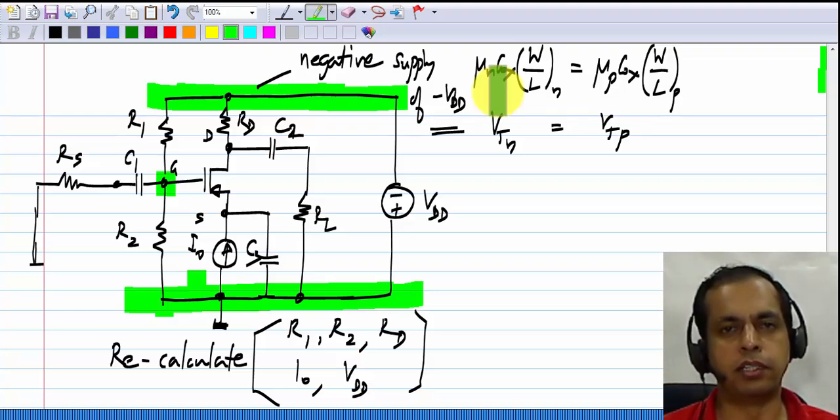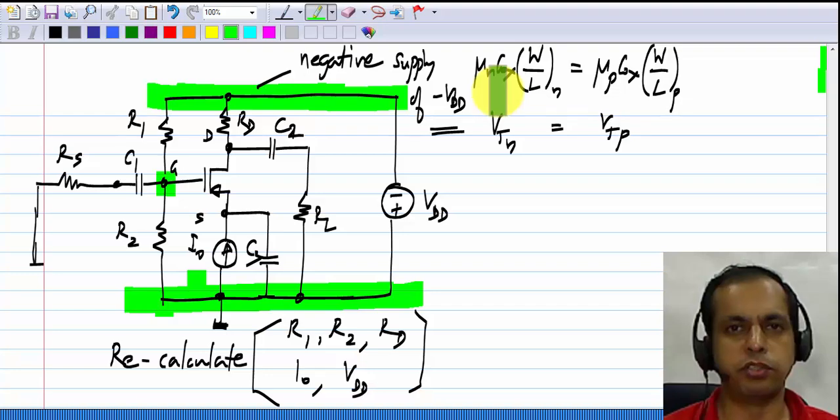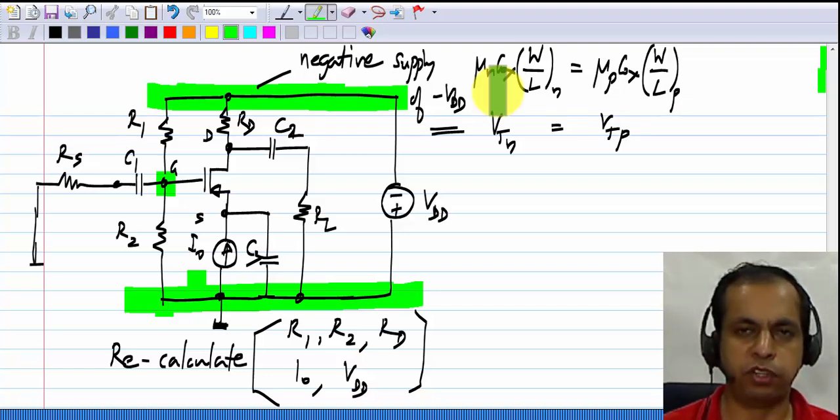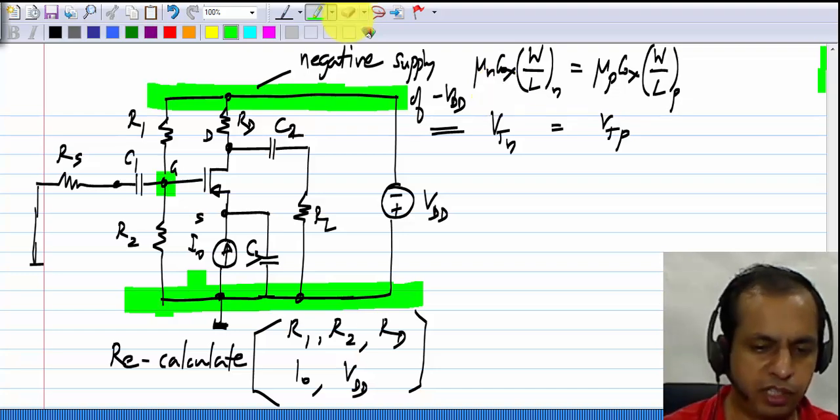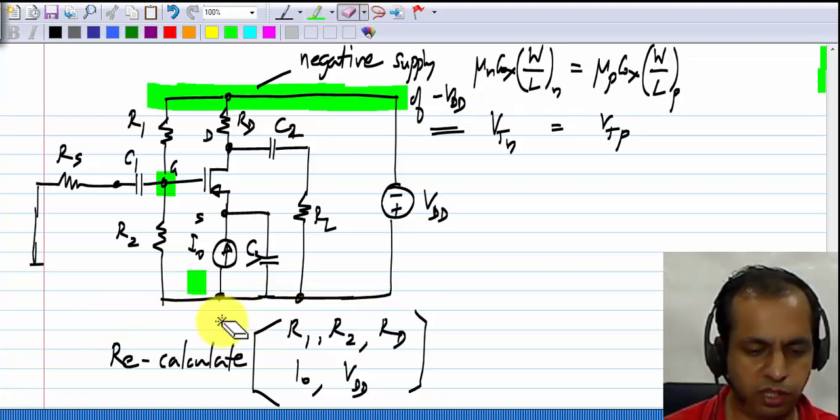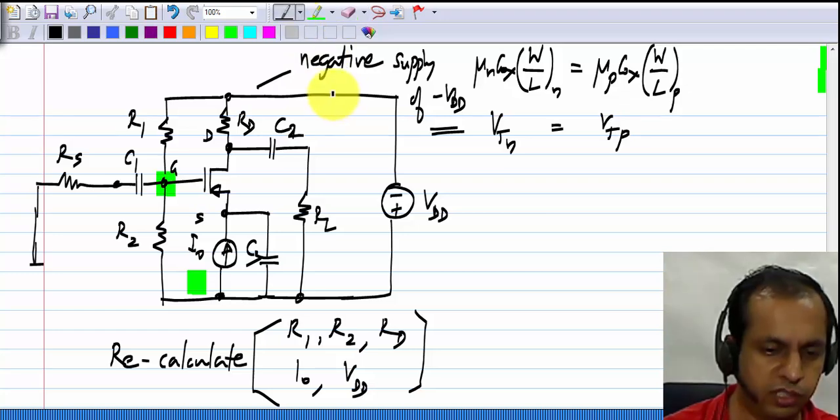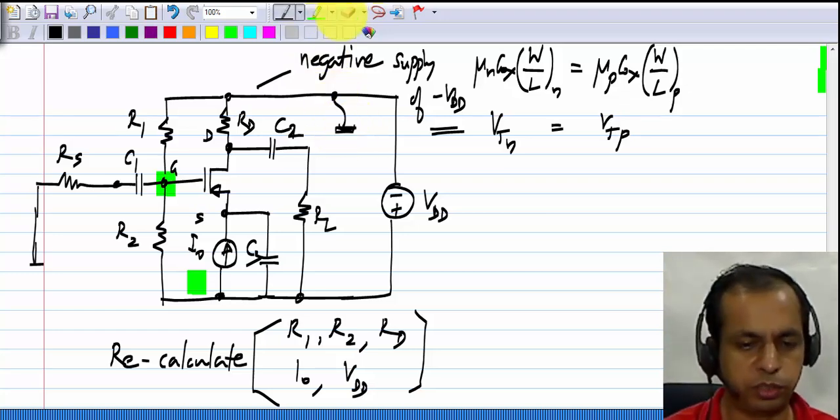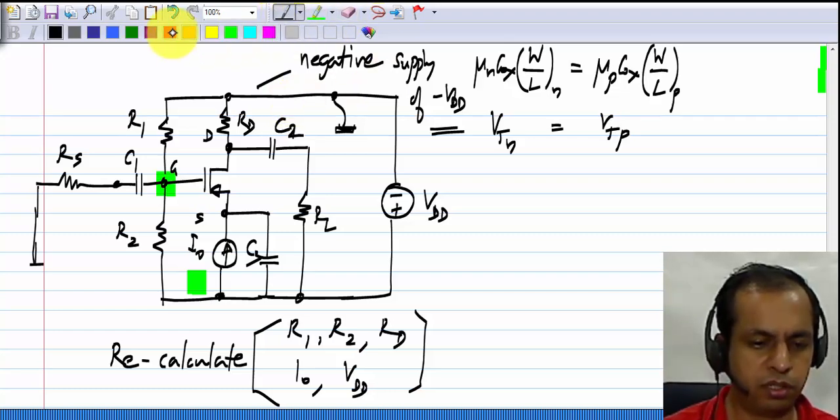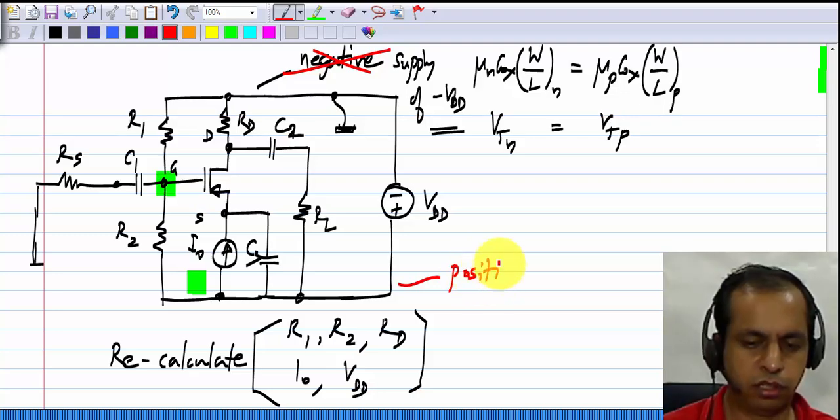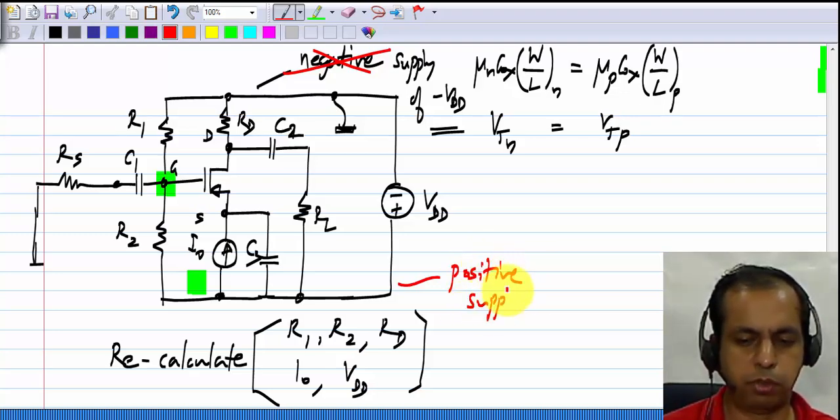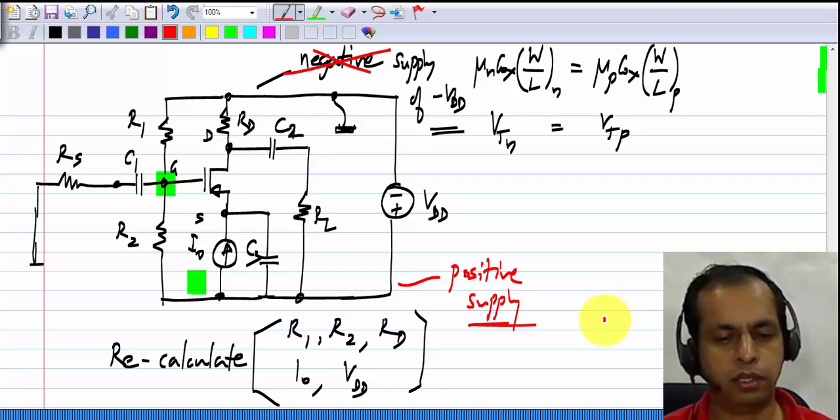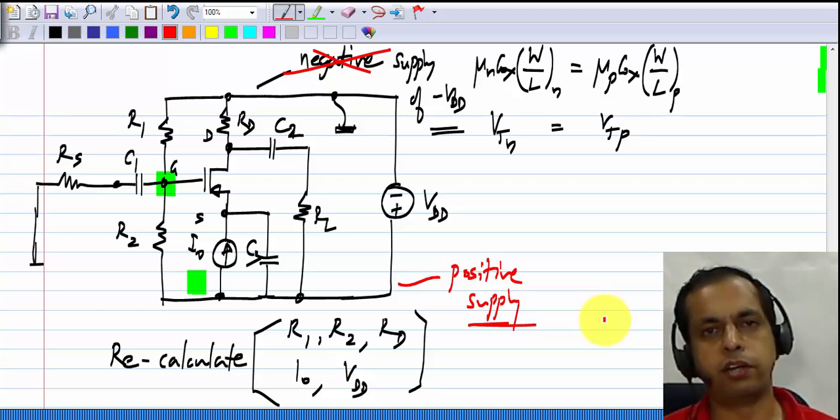Okay. Now we can't be using positive supply for NMOS and negative supply for PMOS. That is redundant. Okay. So we would like to use positive supply for all transistors in the circuit, and that's why we have to convert this to positive supply, and that's very easily done. Instead of calling this the reference node, I'll call this the reference node. Okay, so if this becomes the reference node, this is no longer the supply and this is the positive supply. Okay, so that now takes care of that aspect as well.